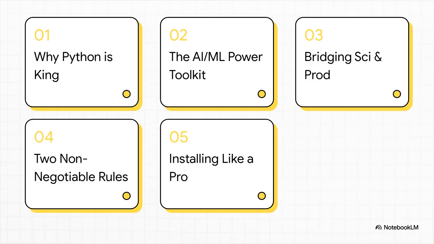So here's our game plan. We'll kick things off with why Python is the undisputed king of AI. Then, we'll get into its power toolkit, the libraries that make everything happen. After that, we'll see how it acts as a bridge between data science and production, cover 2 rules that are absolutely non-negotiable for any pro, and finally, show you how to set up your environment the right way.